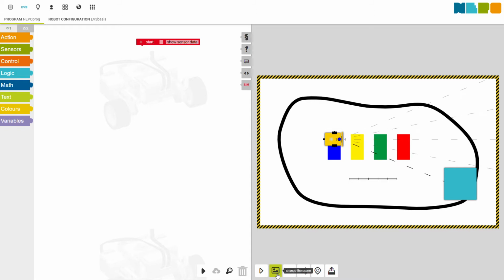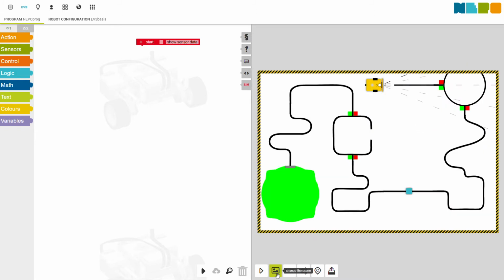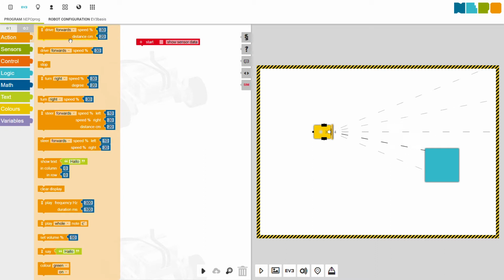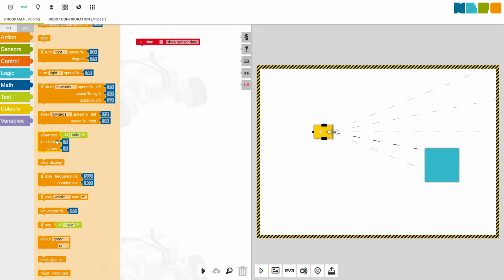So you can change the scene in whatever direction you want. What I'm going to be teaching you today is how to use the action blocks. You have drive forwards, speed 30%. All these blocks are used for moving forward. Well, not all of them, but most of them are used for moving forward.